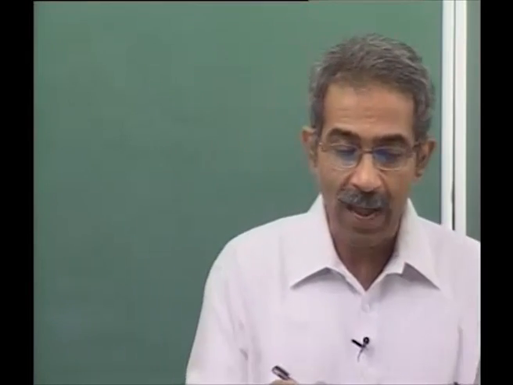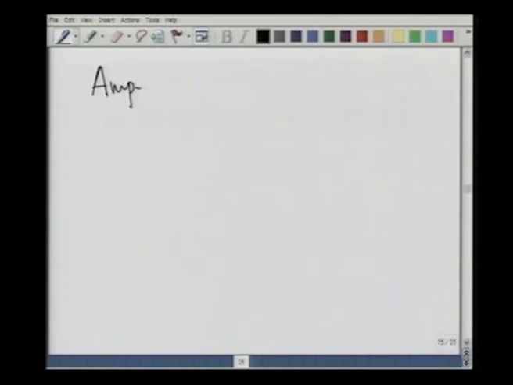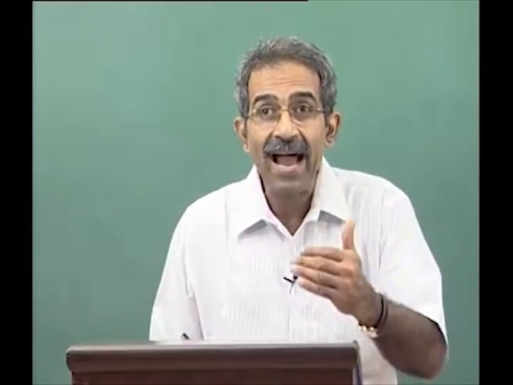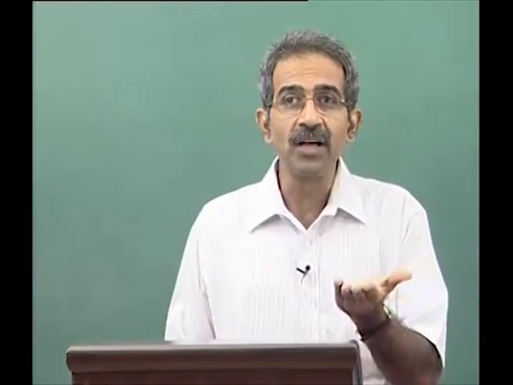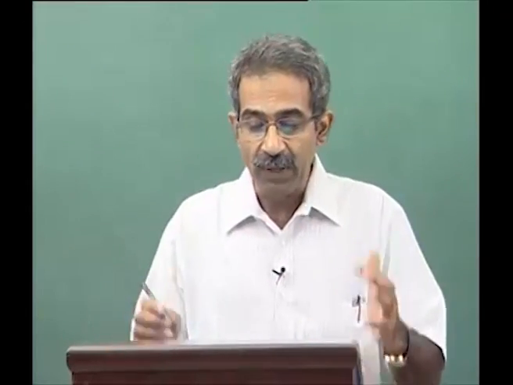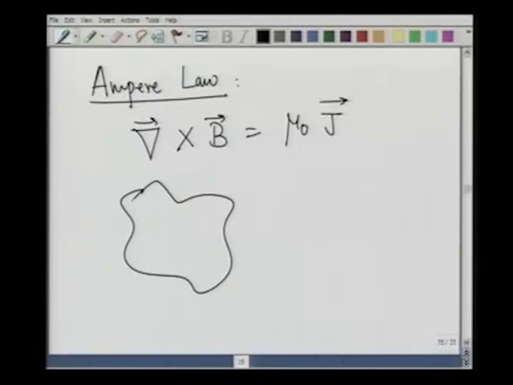So, let us start with the basic Ampere law, which states that curl of B is equal to mu naught J. This is universally valid. What we now want to do is to adapt this equation into a phenomenological equation. Writing D equal to epsilon E is a phenomenological equation. Writing Ohm's law J equal to sigma E is a phenomenological equation. In a similar manner, when we have the presence of a medium, so let me imagine that there is a medium.